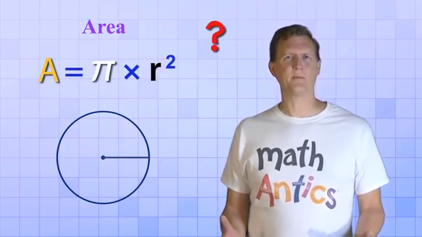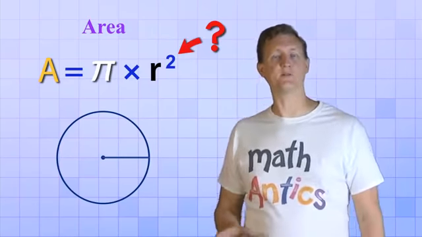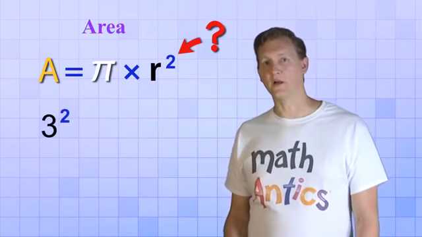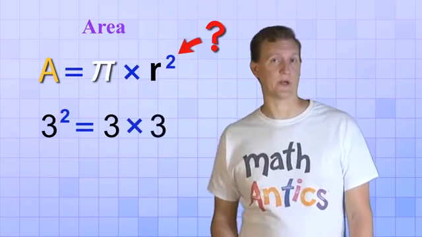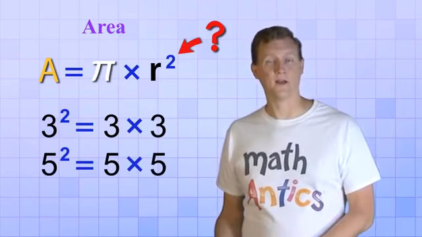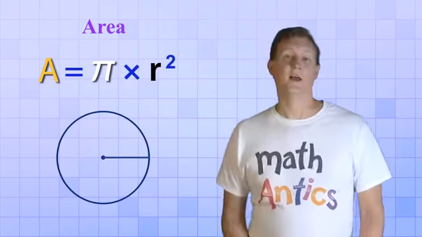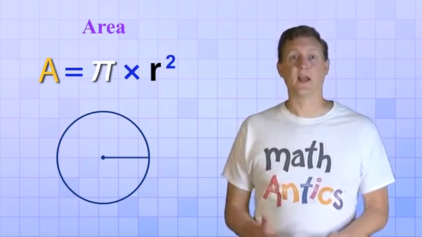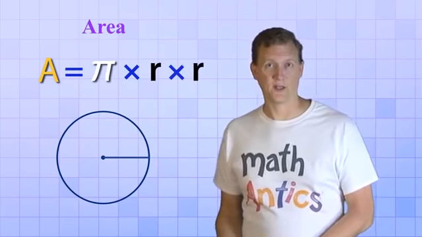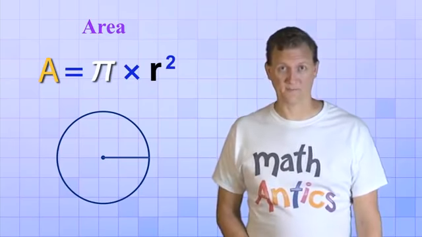Okay, but what does it mean to square the radius? Well, squaring a number just means multiplying it by itself. For example, 3 squared just means 3 times 3. And 5 squared just means 5 times 5. And r squared just means r times r. So our formula is really just area equals pi times r times r. But we write it in the r squared form because it's more compact.